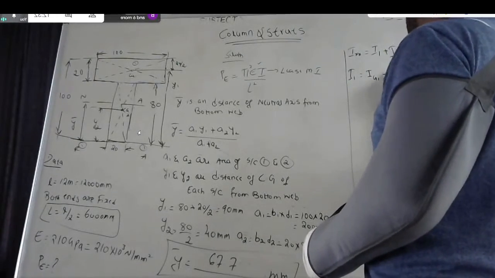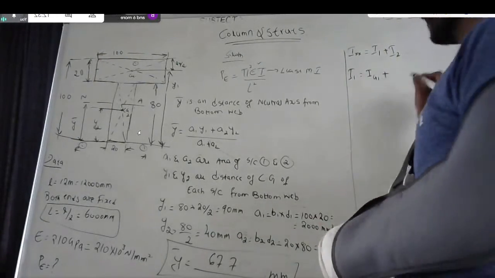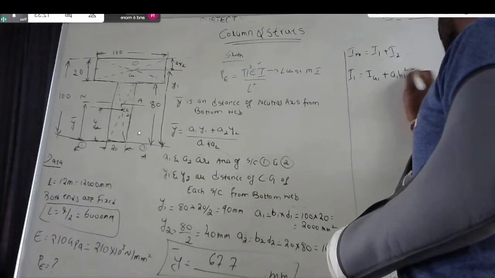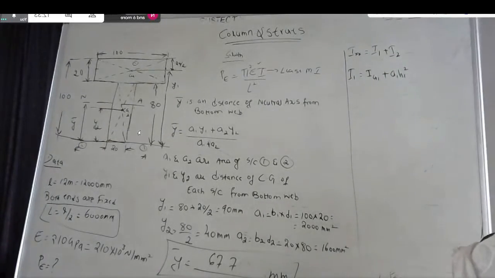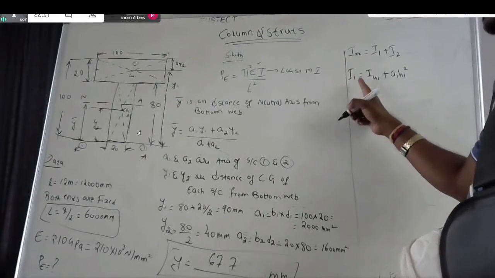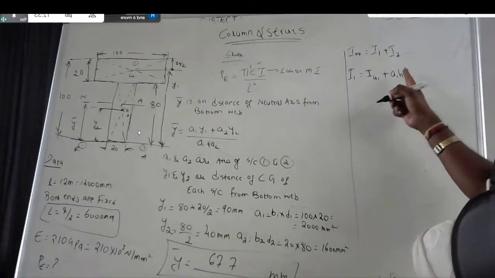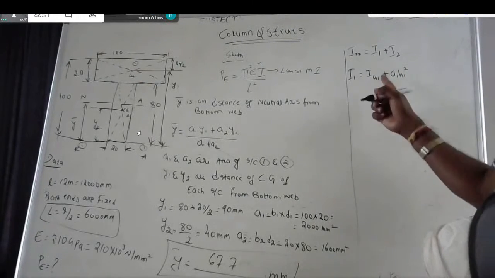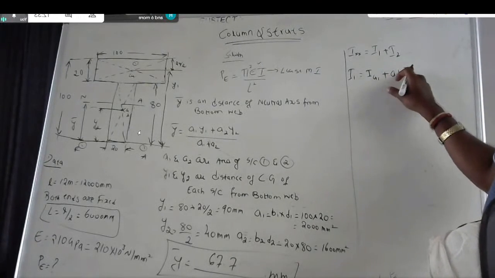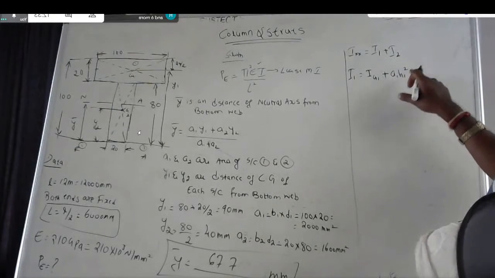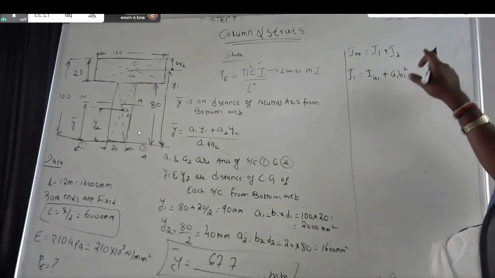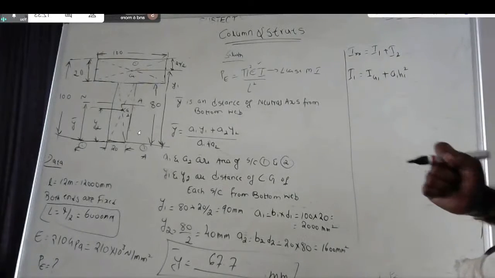This is a formula: I1 equals Ig plus A1 H1 square. Total I1 is the total moment of inertia of section 1, that equals Ig1 plus A1 H1 square. What does Ig1 mean? Moment of inertia with respect to the center of gravity, plus area times height square. What is that height? I will tell you.